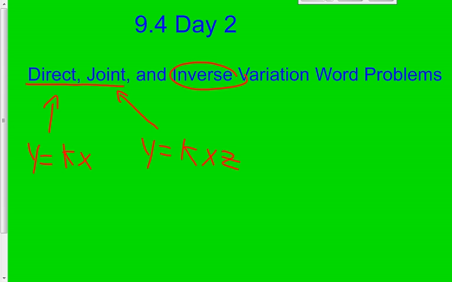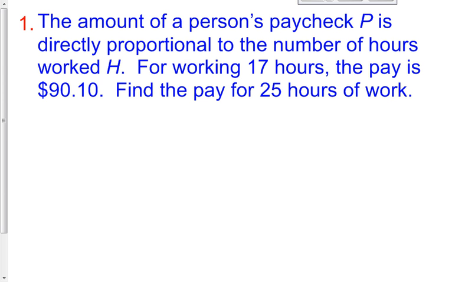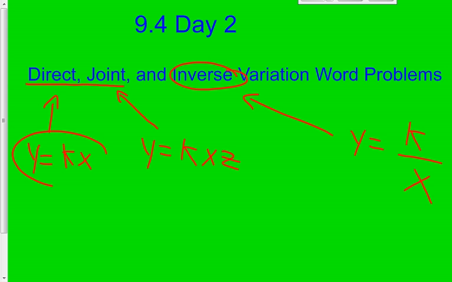Inverse was the big one that was different. That's where we had one in the numerator and one in the denominator. So y equals, our constant is in the numerator, and our other variable, oftentimes x, is in the denominator. So those are the three equations that we're going to be dealing with in these next three problems. So for this one, let's identify what we're talking about here. The amount of a person's paycheck P is directly, that word is very important, directly proportional to the number of hours worked H. So our equation, being that it's directly related, we're dealing with this one.